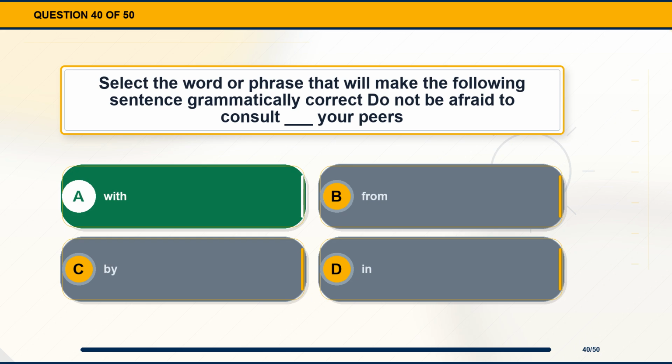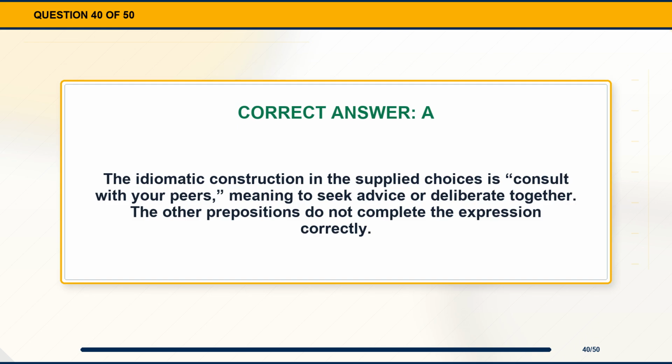The correct answer is option A, with. Explanation. The idiomatic construction in the supplied choices is consult with your peers, meaning to seek advice or deliberate together. The other prepositions do not complete the expression correctly.